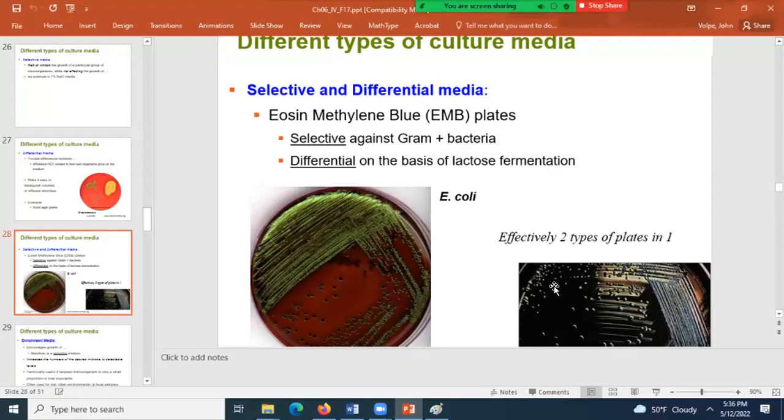So this organism, which looks more or less white, does not ferment the sugar lactose. And if it's dark, or black or greenish, then it does ferment the sugar lactose. So it is both selective, growing only gram negatives, and differential on the basis of lactose fermentation.